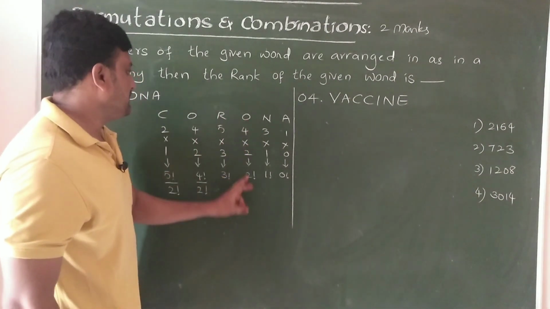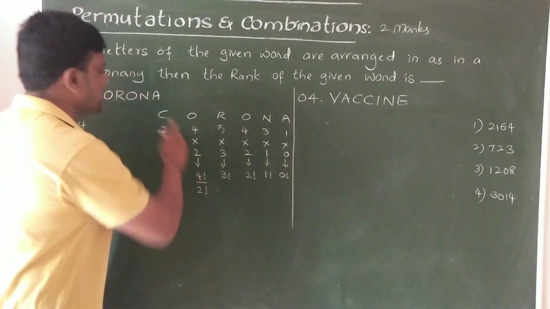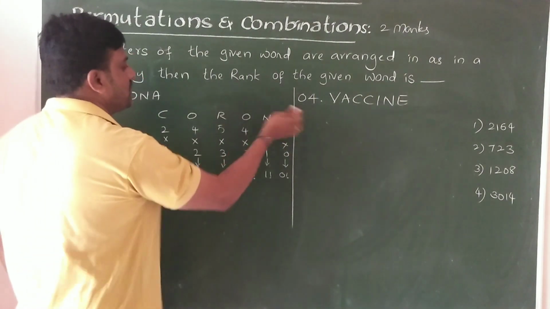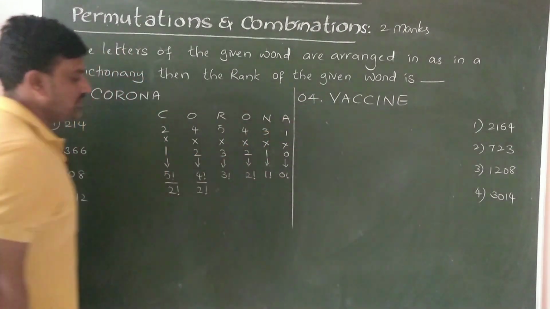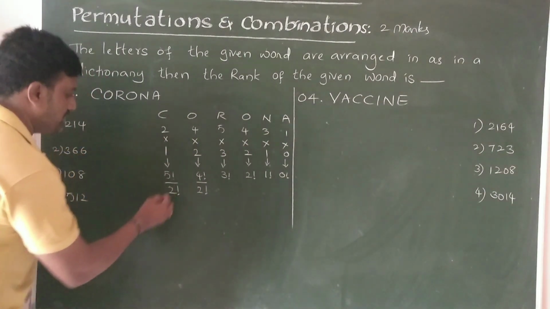Under O, there is none. Under N, under A, under C we have 2. Under O we have 2. Under R, none. Under O, none. Under N, none. Under A, none. Okay. Now we can add all these after multiplying each other.